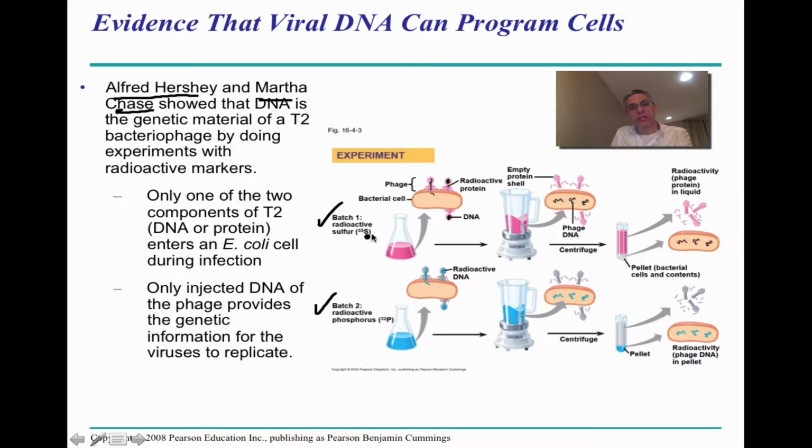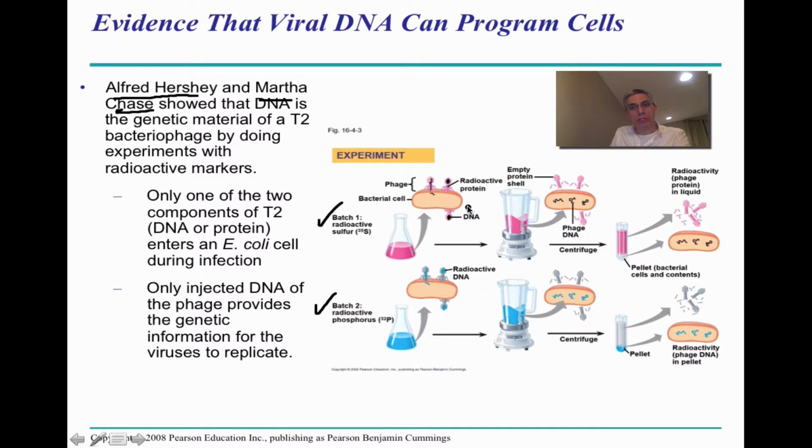So in this case, they marked those viruses with a radioactive sulfur isotope. Now when they marked them, what they did is they actually marked the protein coat. So a little background on viruses. Viruses are made of primarily 2 different parts: nucleic acid, DNA or RNA, and proteins. So in this first batch, what they did is they marked the protein coat of the virus.